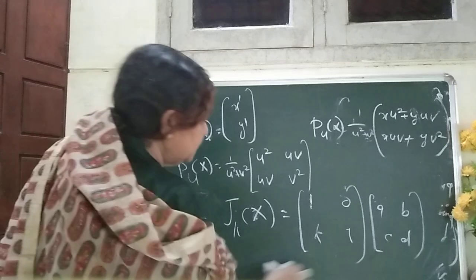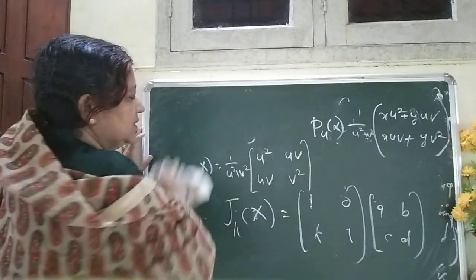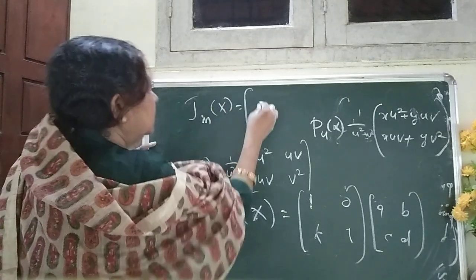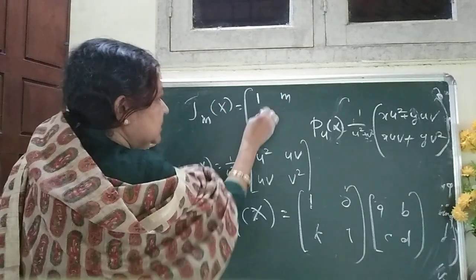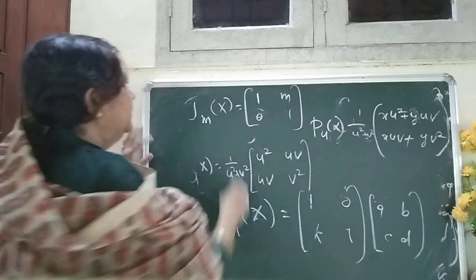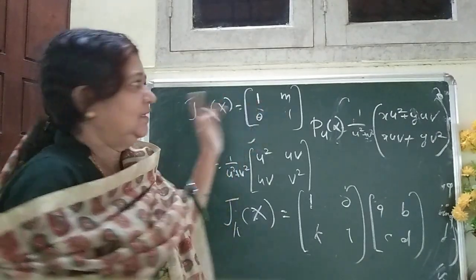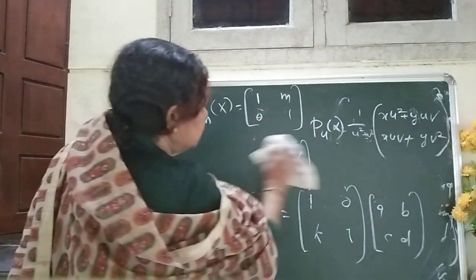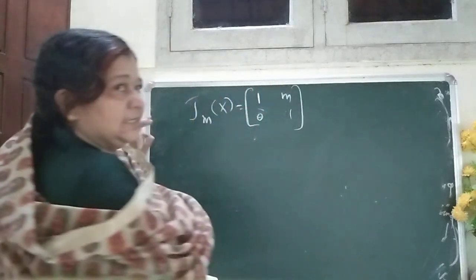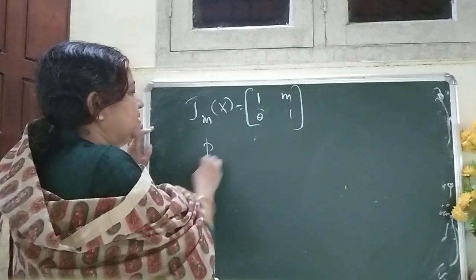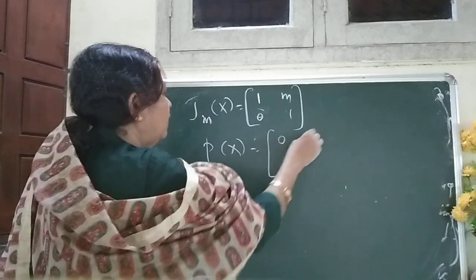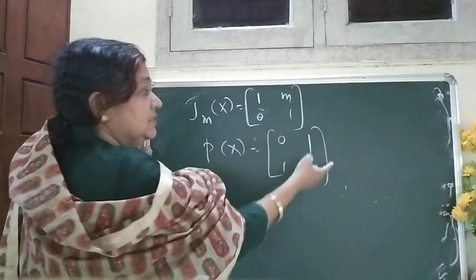Then another shear transformation is J_M of x equal to 1, M, 0, 1. So it is another shear transformation. Then we come on to projection, reflection, shear transformation. Also the permutation transformation is denoted by P of x by means of the matrix 0, 1, 1, 0, not 1, 0, 0, 1.